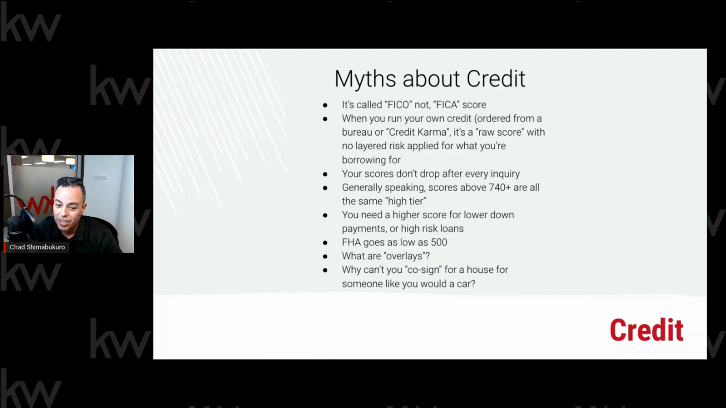However, 739 is in a different bracket than 740. So that example that I gave you with all those adjustments, that adjustment is taken into account. So when you have a 739, you're in a different bracket. You might be paying an eighth to a quarter point higher in interest rate or more cost or fees as a result of having a 739 versus a 740. And then they go in brackets after that. There's like 720, it's usually 720 to 739 and 740 and above and so forth.